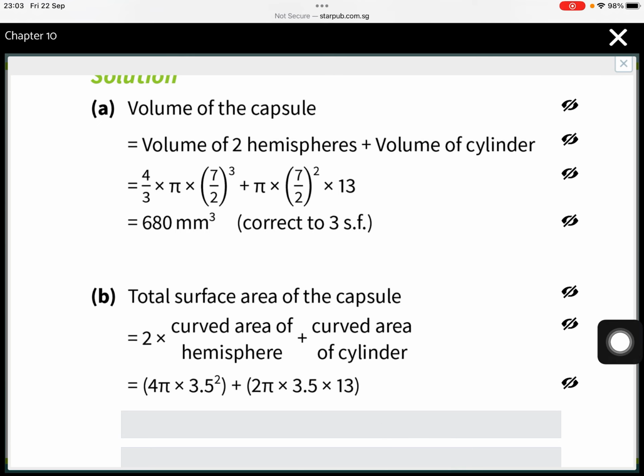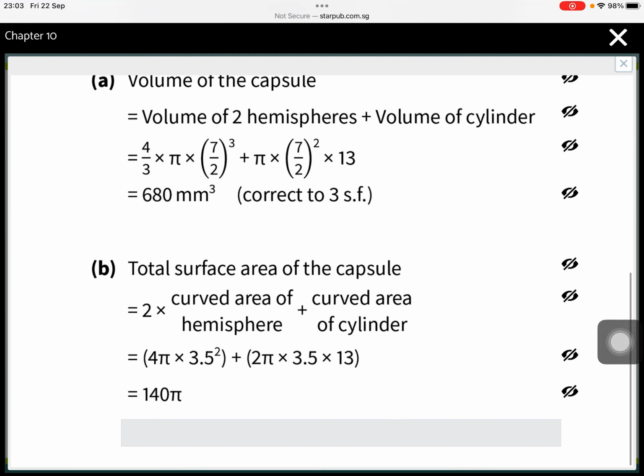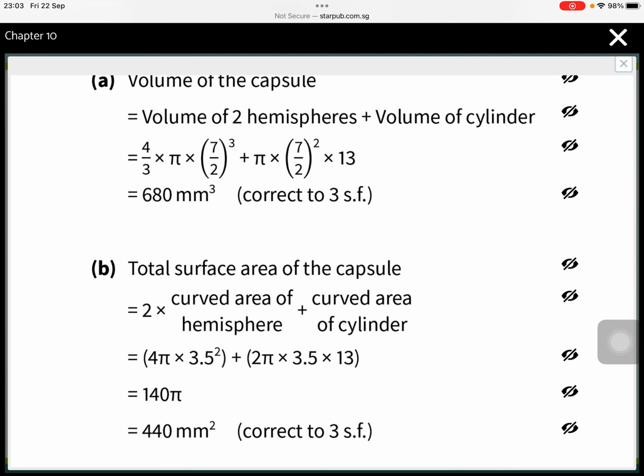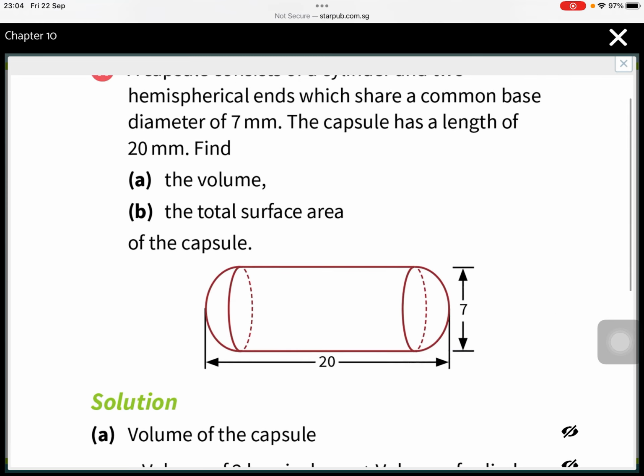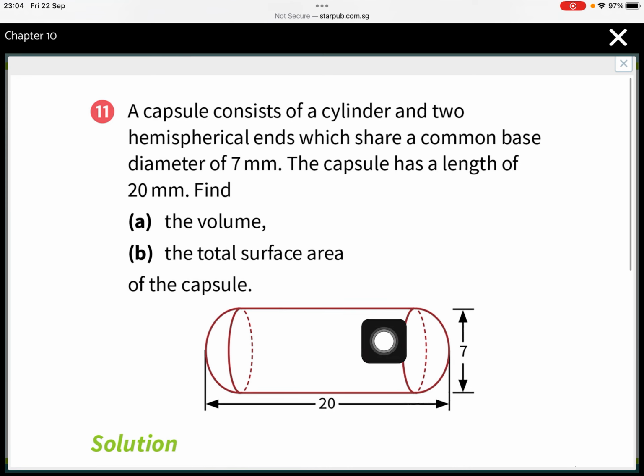As usual, key everything in. About 140 pi, you evaluate it out: 440 millimeter square, correct to 3SF. So with that, that's our first question. It's pretty straightforward, even though it can be a bit tedious because it's a composite figure made out of a sphere and a cylinder.